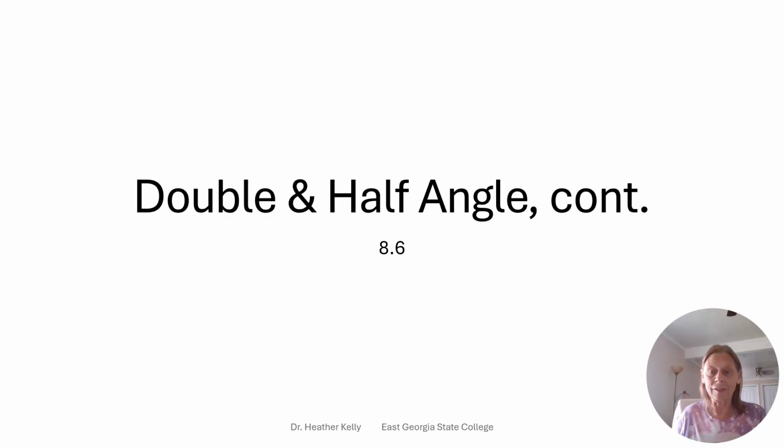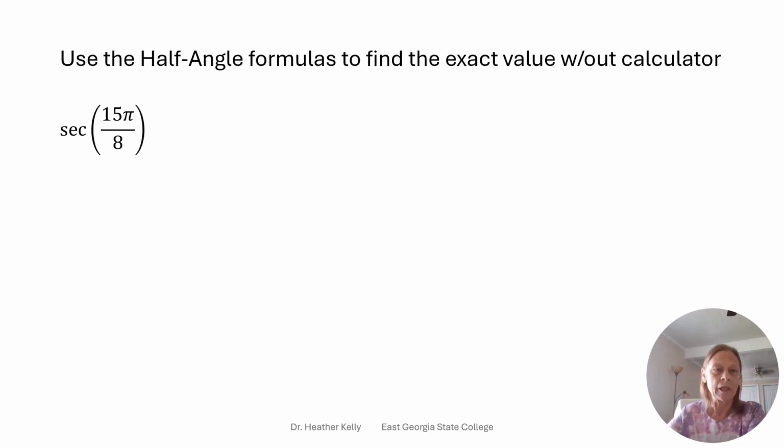Okay, let's finish this up. We're talking about double and half angles. Here I ask us to use the half angle formula to find the exact value without a calculator. Now, we know that secant is 1 over cosine, so we're going to lean into that, and I'm going to write the half angle formula here for the cosine, just so we can refer back to it.